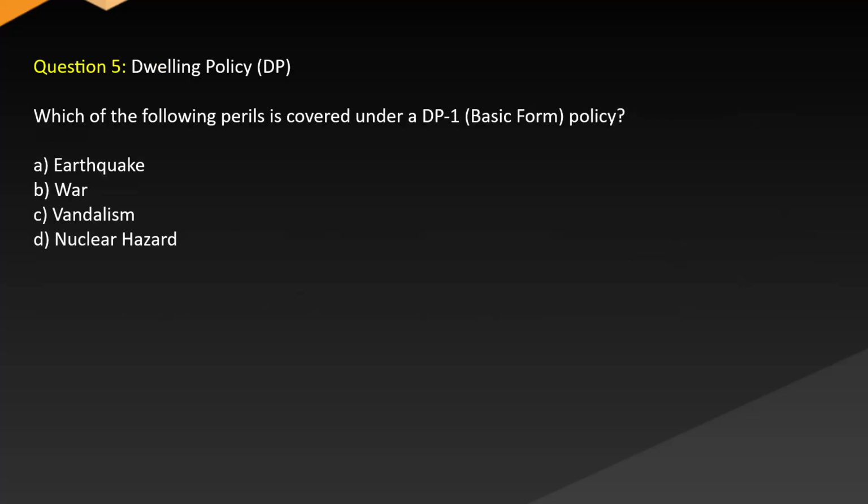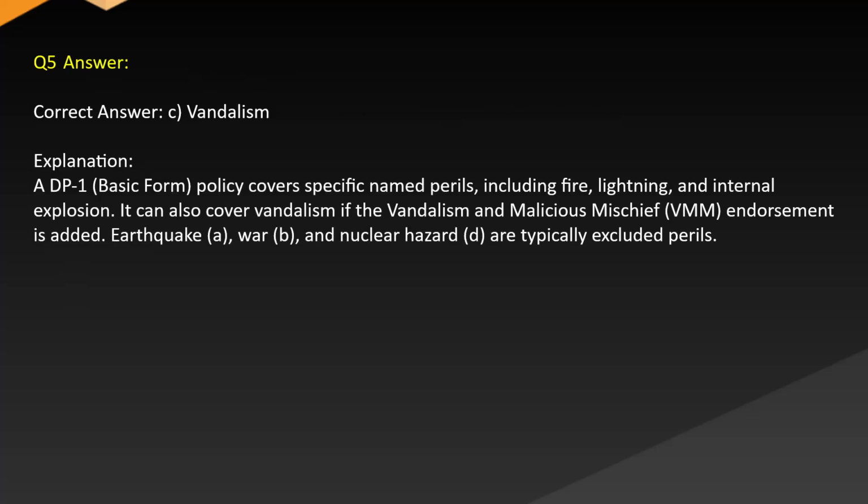Question 5. Dwelling policy, DP. Which of the following perils is covered under a DP-1 basic form policy? A. Earthquake. B. War. C. Vandalism. D. Nuclear hazard.